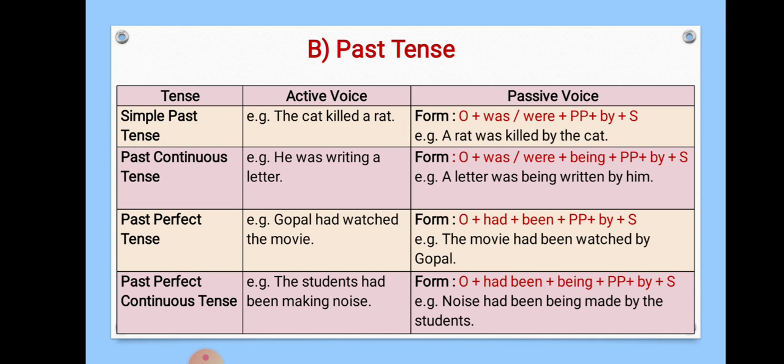Past perfect tense. Gopal had watched the movie. Format will be object plus had been plus past participle plus by plus subject. Example: The movie had been watched by Gopal. Past perfect continuous tense. The students had been making noise. Format will be O, that is object, plus had been, plus being, plus past participle, plus by, plus subject. Noise had been being made by the students.